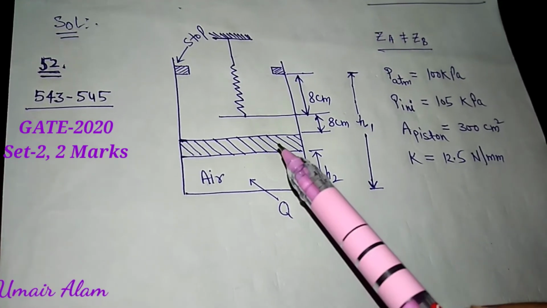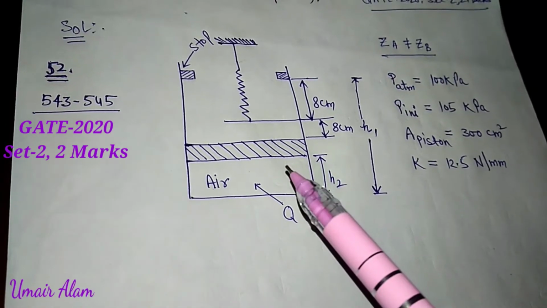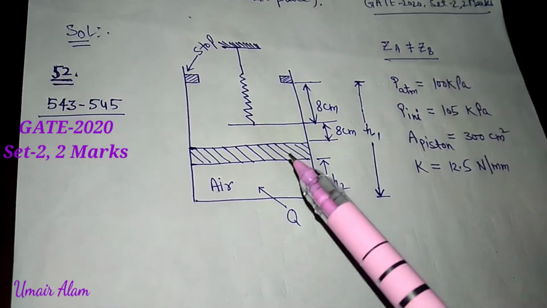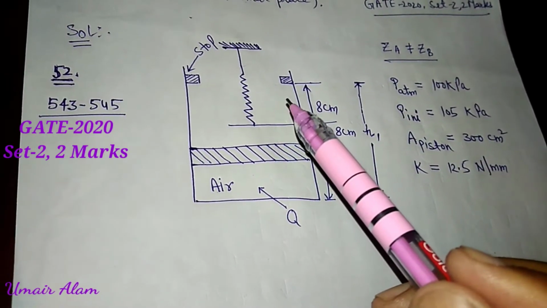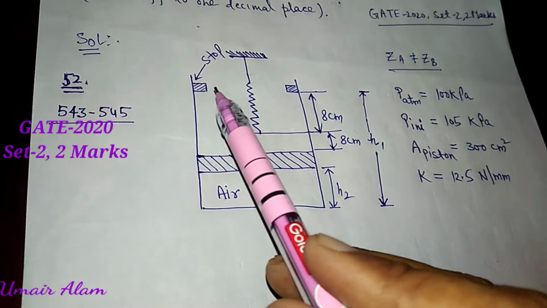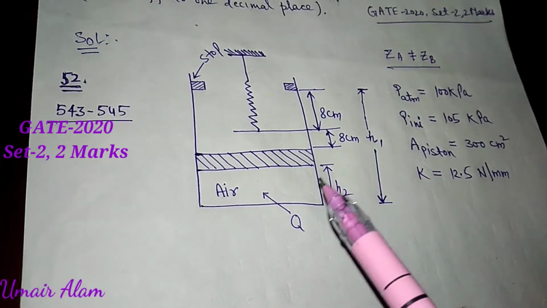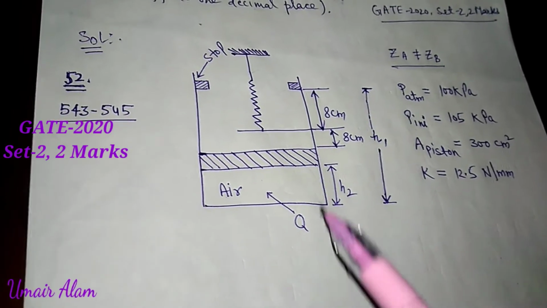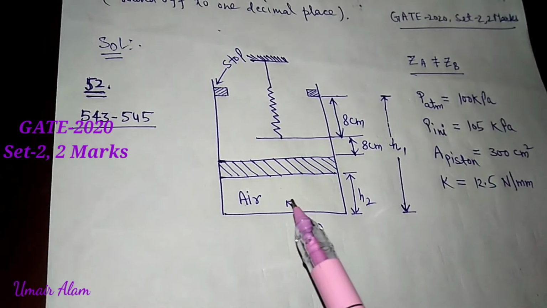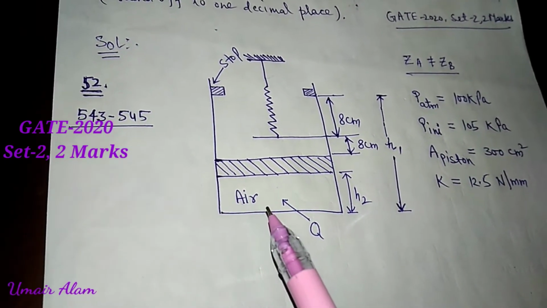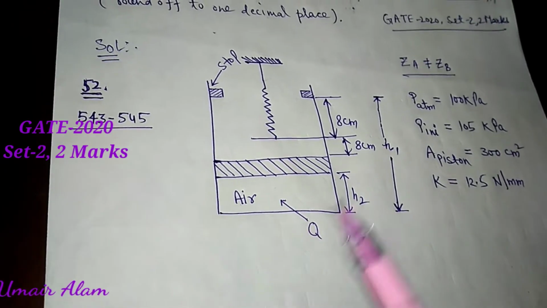Now heat is added and the piston slowly moves from its initial position until it reaches the stop. This is the stop. So we have to find the work interaction in this process. This is air filled, and heat is added in this space.